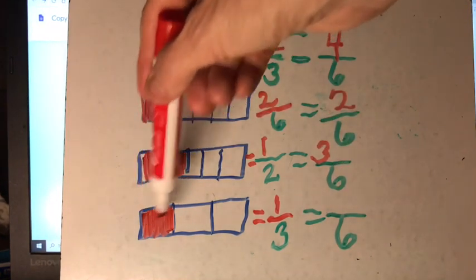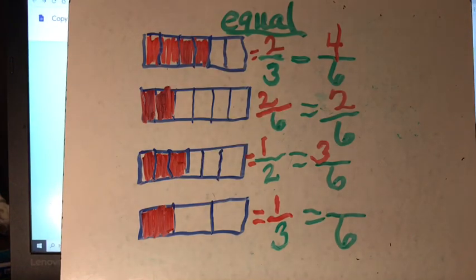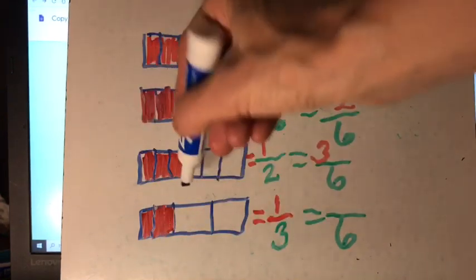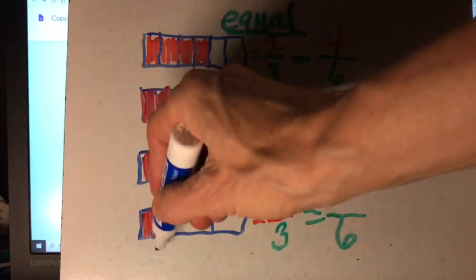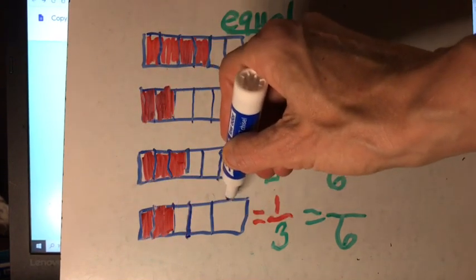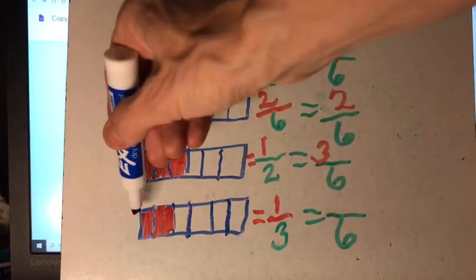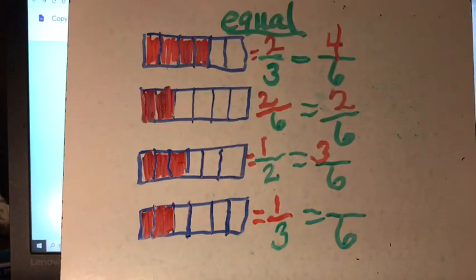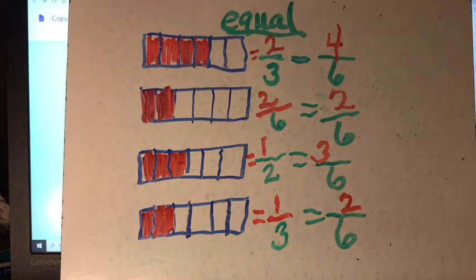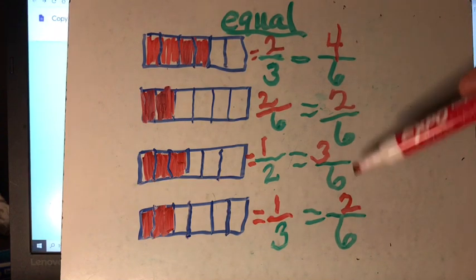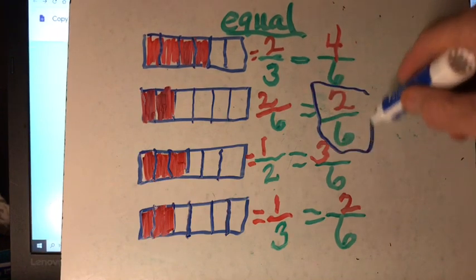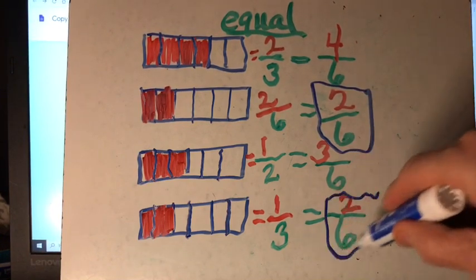All right, the last one has 1, 2, 3 parts like the first one did. I have to make it have 6 equal parts. So I'll take my thirds and I'll half them. I took 1/3, I drew a line and divide it in half, the next third and the next third. Now I have 1, 2, 3, 4, 5, 6 pieces, and 2 out of 6 are shaded. Now, when I look at my last column, I see 2 out of 6, and I see 2 out of 6 on the last one.